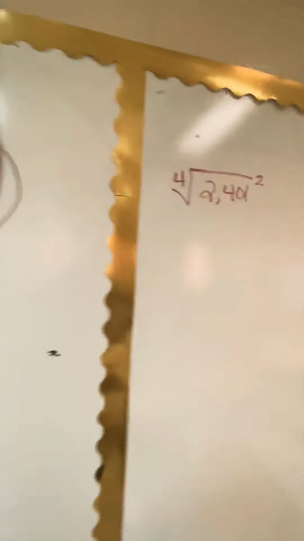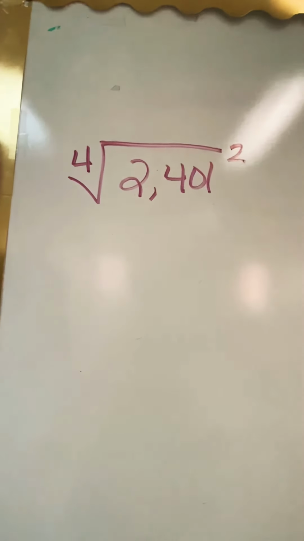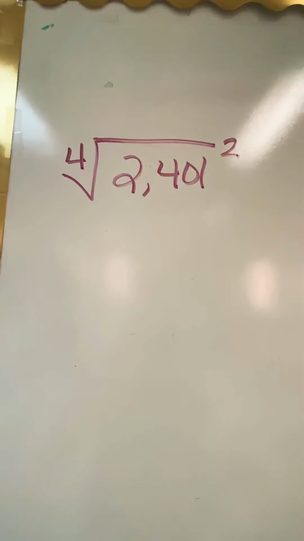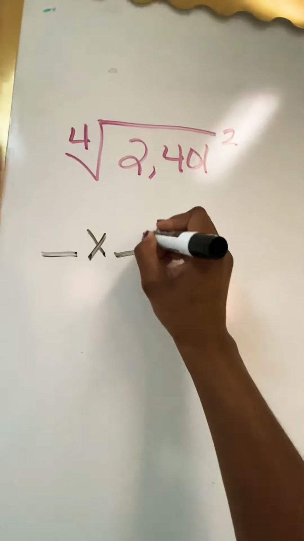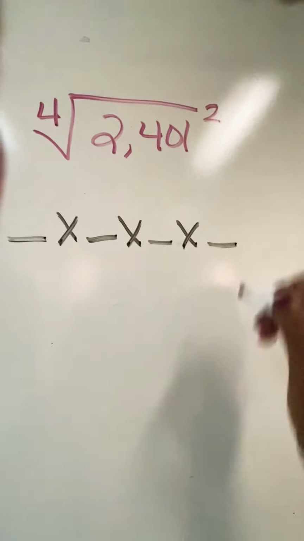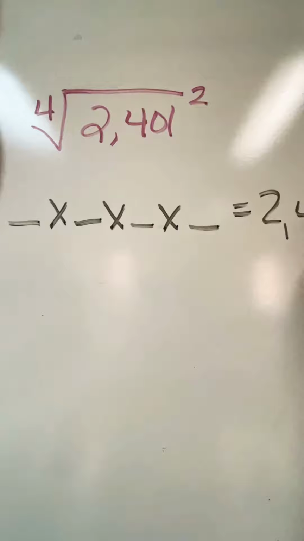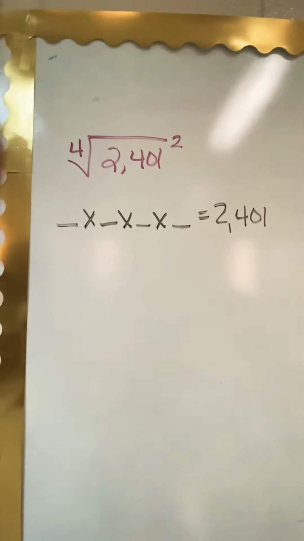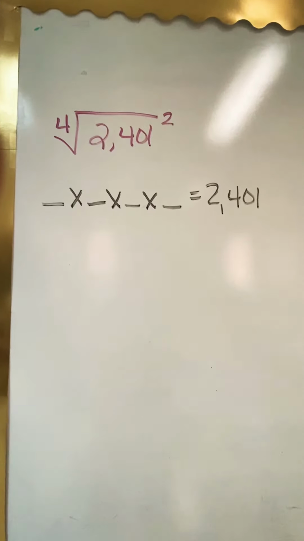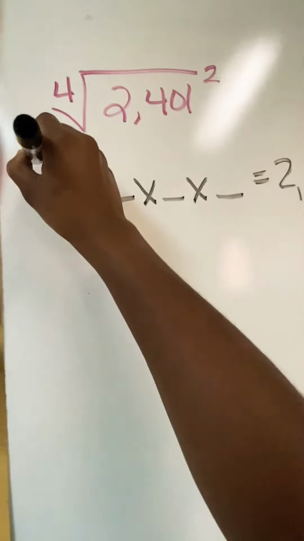All right, one more that's a little bit challenging. So here we have the 4th root of 2,401 to the 2nd power. So yes, we're asking ourselves, what number can we multiply 4 times to get 2,401? Okay, so what number can we multiply 4 times to get 2,401? If you said 7, you are absolutely correct.